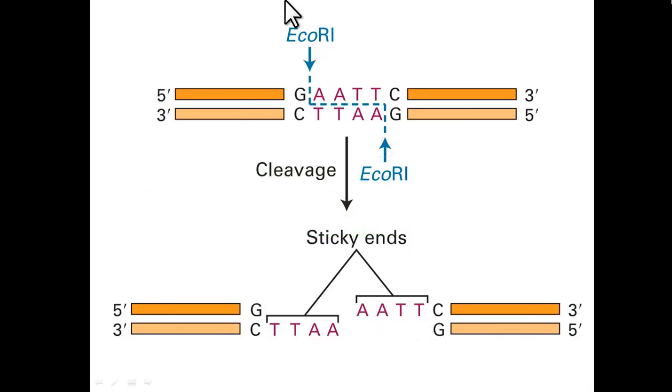Now, it might do this cut along AATT several times. It'll do it every time it sees that particular sequence. And it'll create these sticky ends, and these sticky ends are really useful. If we know that that's what the end is going to be like, we can control what this piece of cut DNA can join onto.